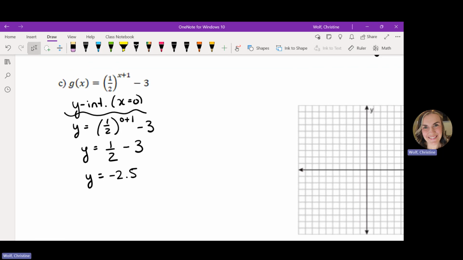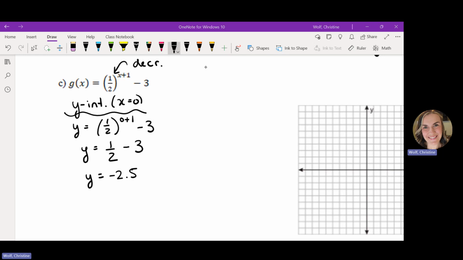Now I have to ask myself, what has changed on the graph? Have I reflected at all? Are there any negatives that will cause a reflection? No, that's good news. Okay. This fraction means that my graph is decreasing because C is greater than 0, less than 1.